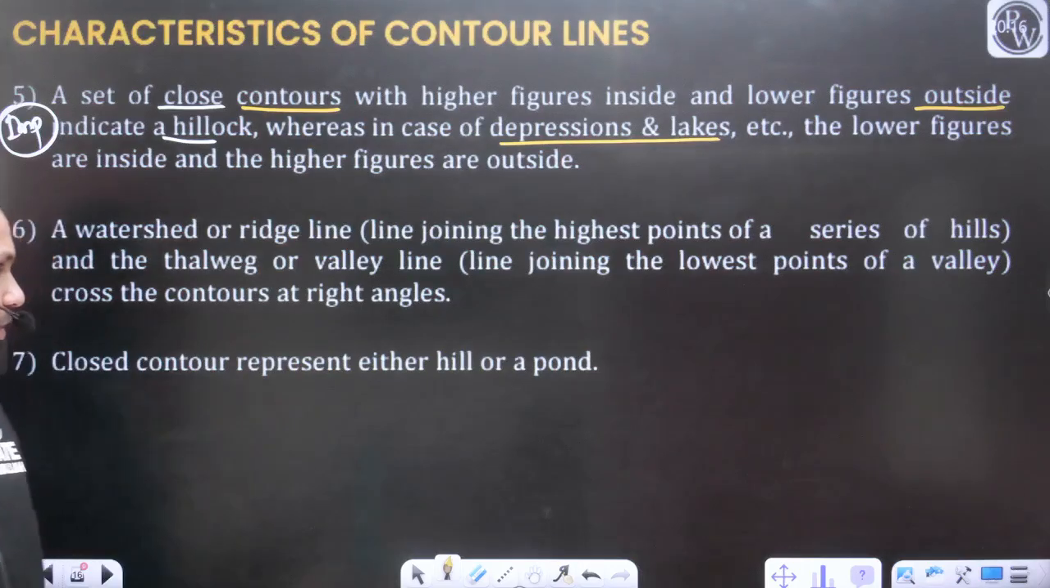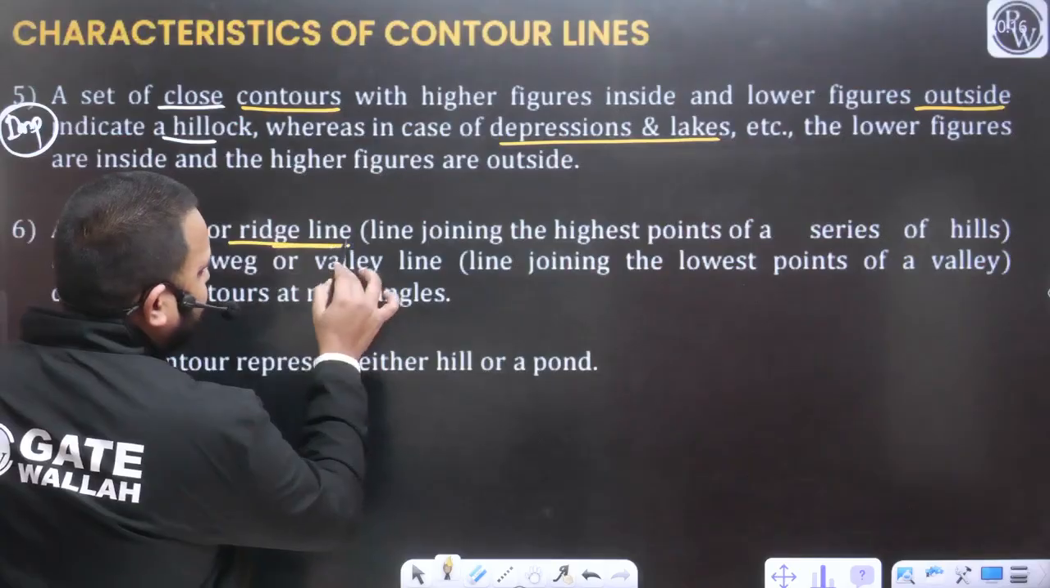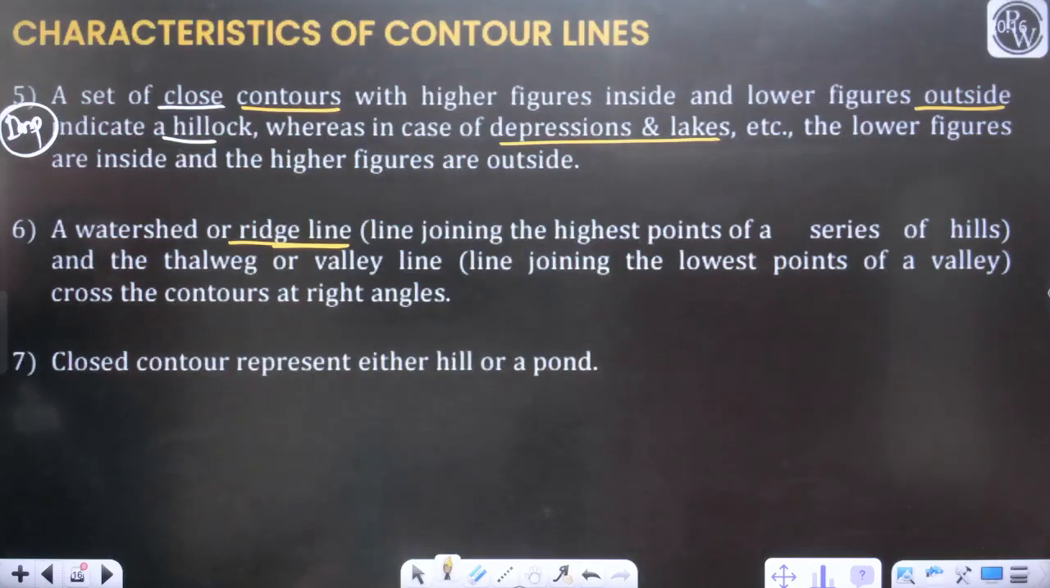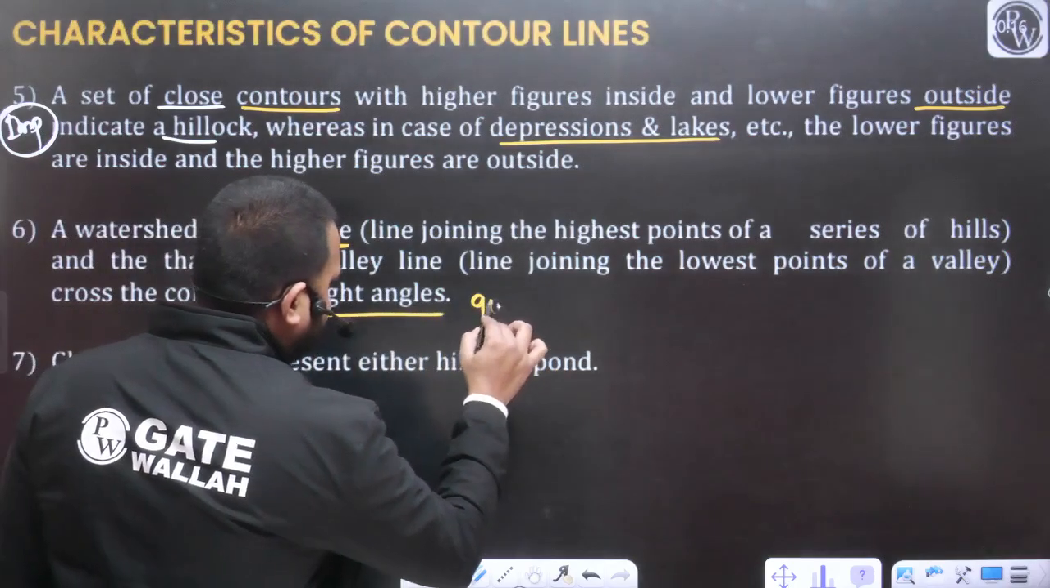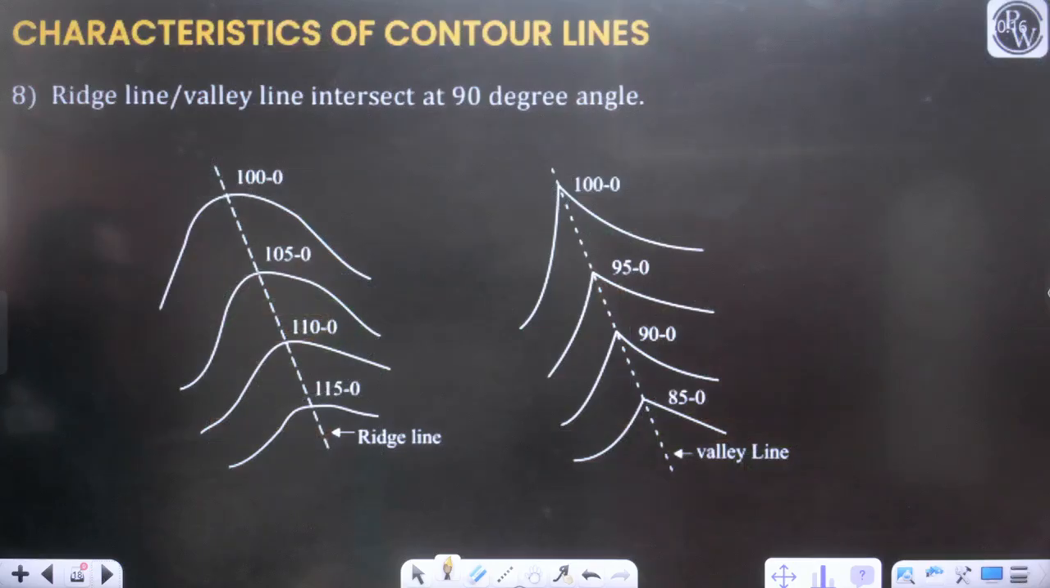Okay. So now let's see the more discussion. The ridge line, the line joining the highest point of a series of hills, and a valley line are going to intersect the contour at right angles. So let's understand this characteristic. This is very important.